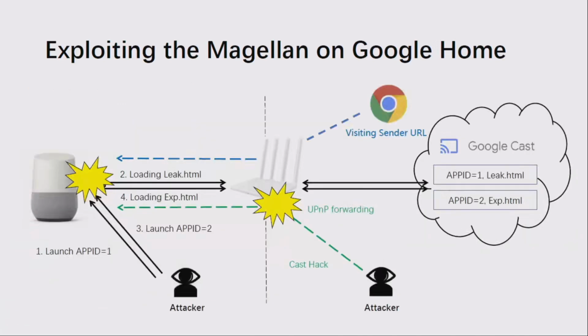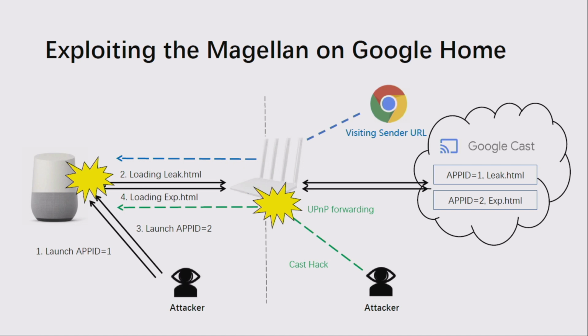Let's look at some actual attack scenes. There are three types of attack vectors that attack Google Home remotely. First, the attacker is located in the LAN. The attacker sends the launch app ID 1 command through the CAST protocol, and Google Home will pull the leak.html on the application store according to the app ID and load it. At this time, the leaked data can be obtained by the attacker.